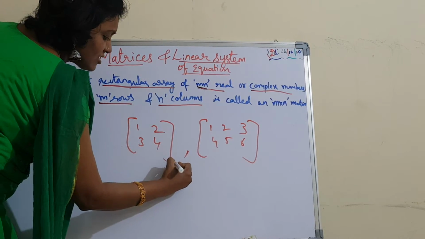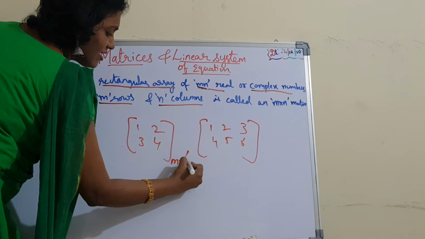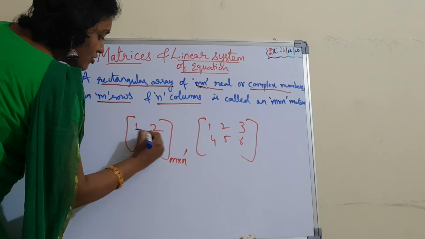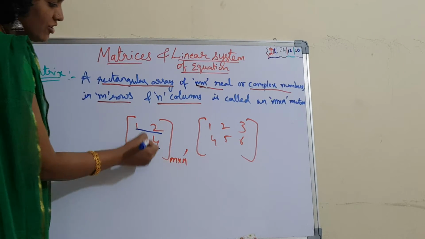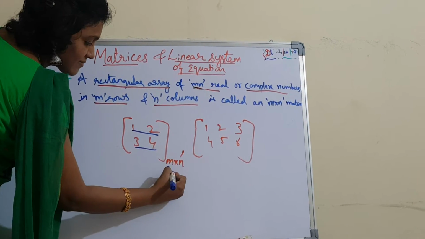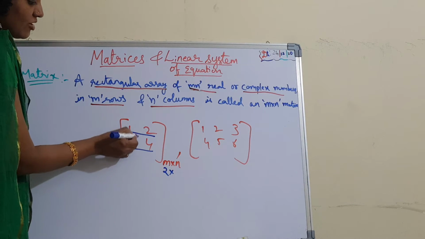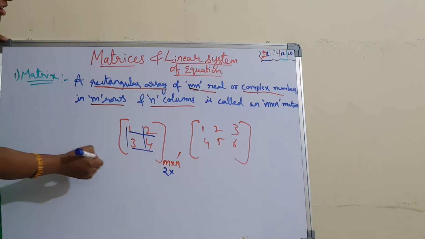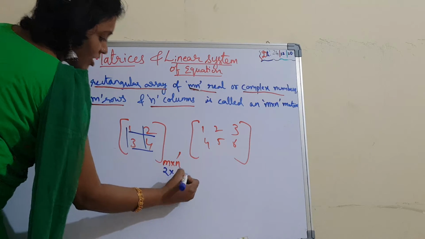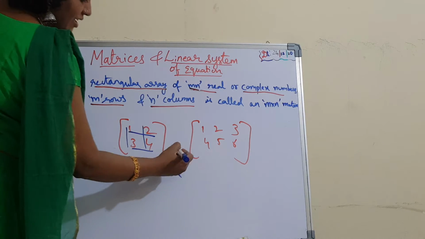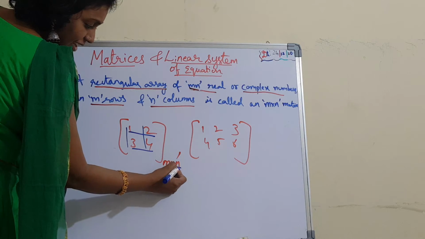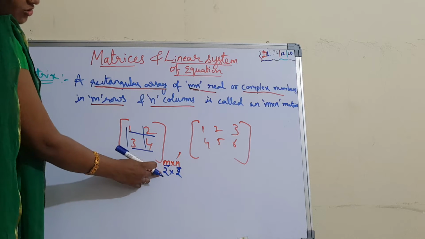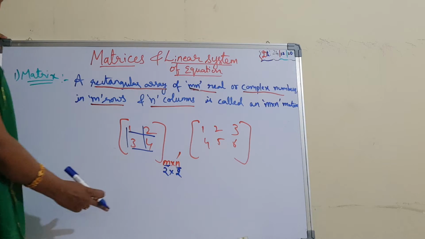Here m rows and n columns. These are called rows. How many rows are there? 2 rows. How many columns are there? This is one column, this is another column. How many columns? 2 columns. Here you can see m rows and n columns. First we get rows, afterwards you get columns.